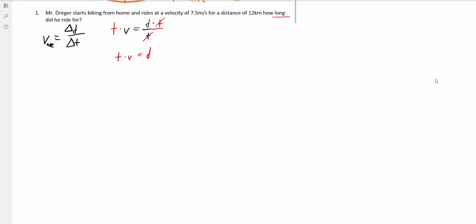Now we want to get the T by itself. So there's always two steps. We want to get the unknown on top, and we want to get the unknown by itself. So we got it on top, now we need to get it by itself. So we're going to divide by V on both sides because we were multiplying by V. So by dividing, we can cancel, and we're left with T equals D over V.